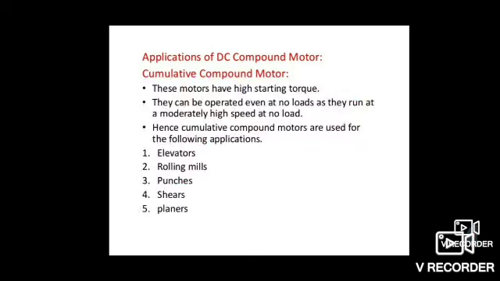Then applications of DC common motor. First one is cumulative common motor. These motors have high starting torque. They can be operated even at no load as they run at a moderately high speed at no load. Hence, cumulative common motors are used for the following applications: elevators, rolling mills, punches, shears and planers.